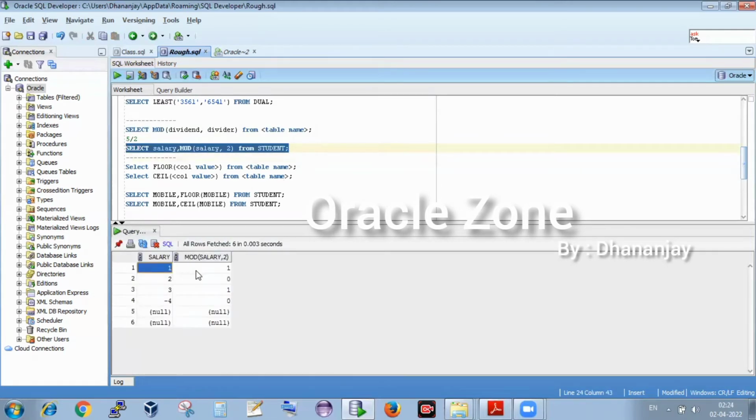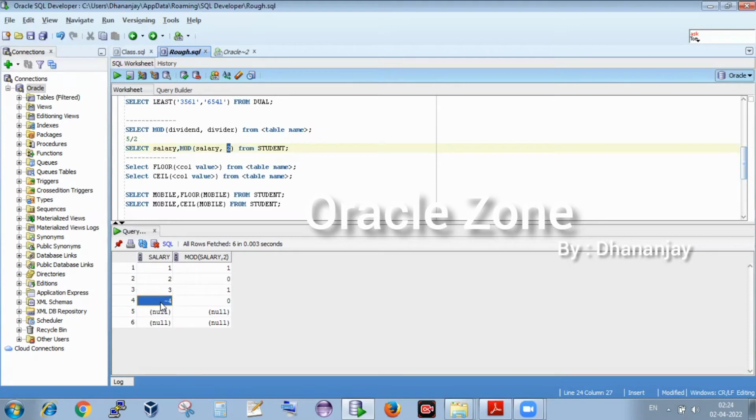Select salary, mod. As I'm dividing by 2, 1 is not divisible by 2, so that's why it is returning 1. This 2 is divided by 2 completely, so that's why mod returns 0. 3 is not divisible by 2. If you divide 3 by 2, 1 will be the remaining, so that remaining value is returned here. Mod is returning 1.